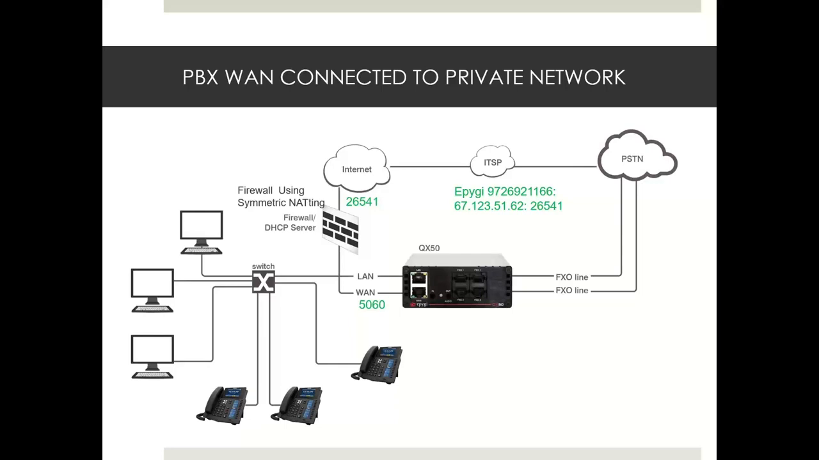Okay, so now you register to ClearFly on your account. ClearFly has an account for Epigee, and they've got our phone number. For that phone number, they know that if they get any calls, they need to send it to this IP address, this fictitious IP, and the port number that it registered from, in this case, 26541. Okay, therein lies the problem.